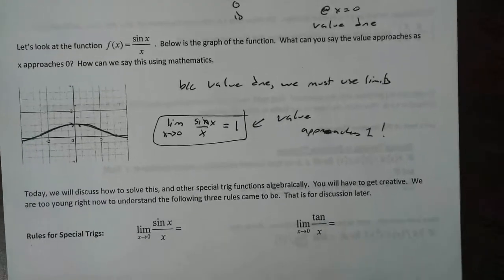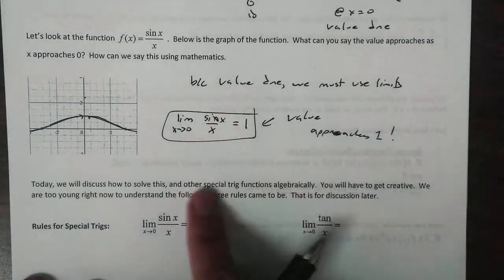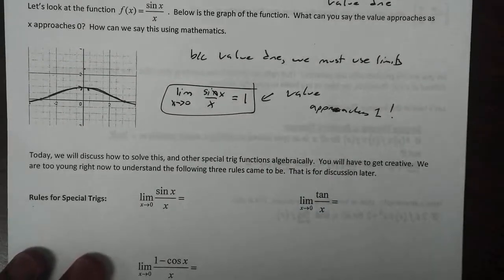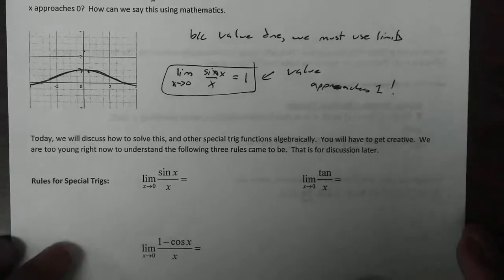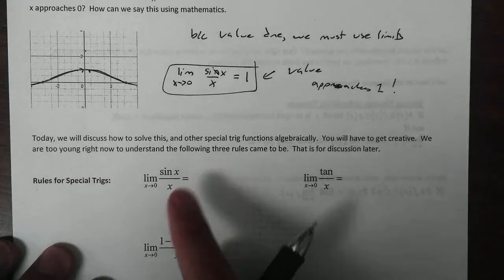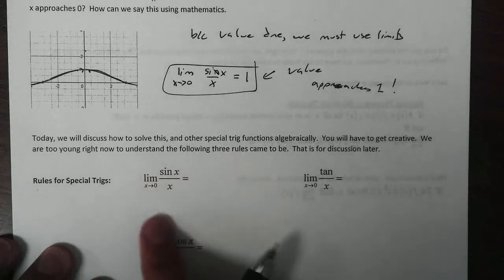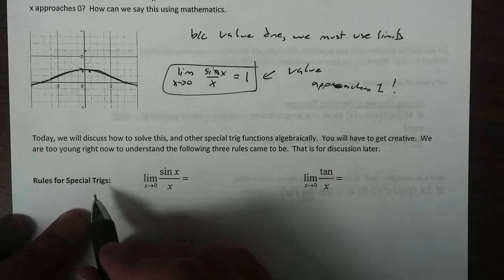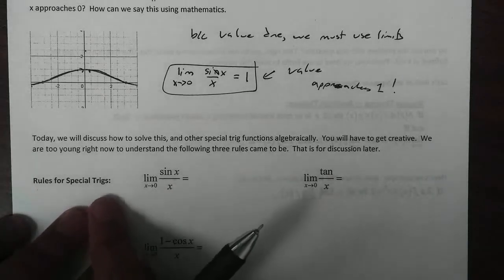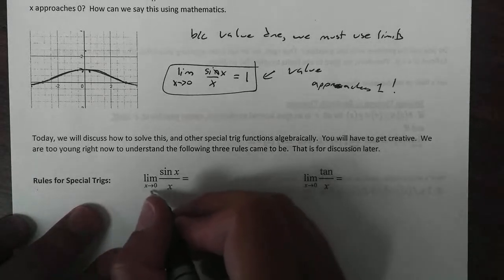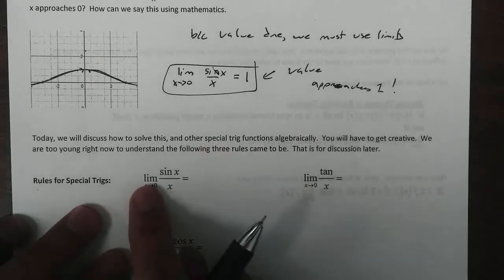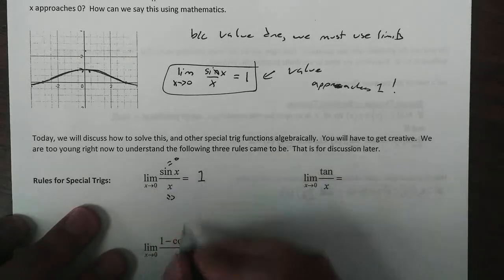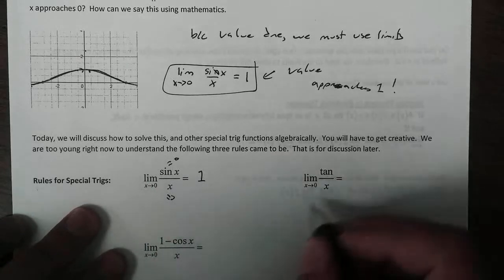Today, we're going to discuss this special rule and other special trig functions algebraically. We will have to get creative. We are too young right now to understand how these three rules came about. We're going to discuss that later on this year. So let's see here, the special rules for trig. One, the limit as x goes to 0 of sine of x over x, notice where it has to approach 0, because this gives me 0 over 0, is 1. That's just the rule that we're going to memorize.